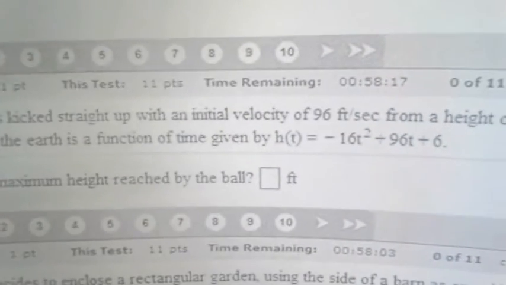Okay, I'm going to try to pick up the pace a little bit here if I can. 1, 2, 3. So this is 4. So I'm just going to kind of start alluding to methodology here. If a football is kicked straight up with initial velocity and a height, then its height above the earth is given by the function.